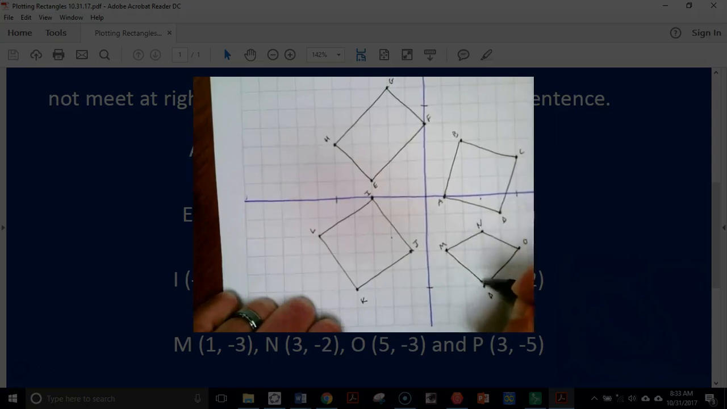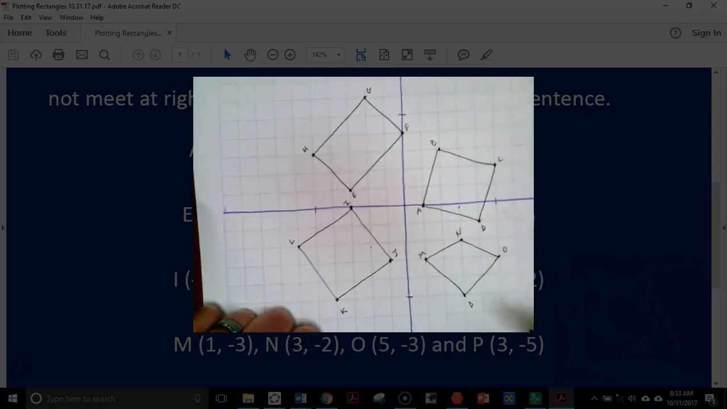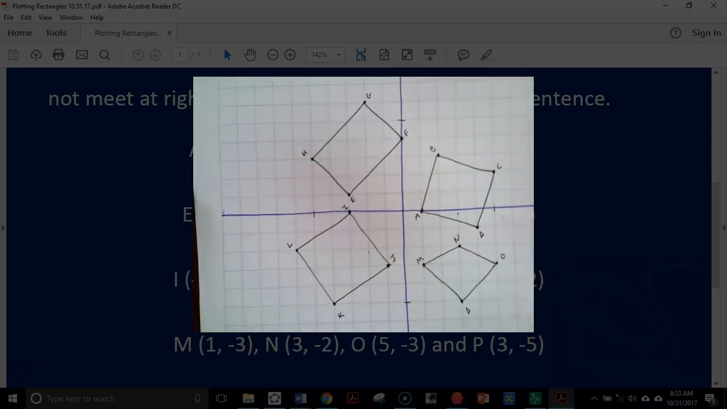Now that you have all 4 shapes plotted, I want you to go ahead and find their slopes. I want you to pause the video here. Go ahead and find their slopes.